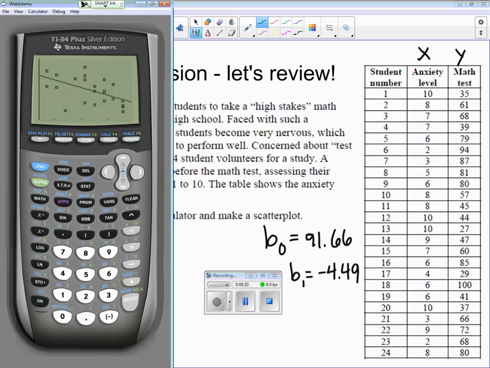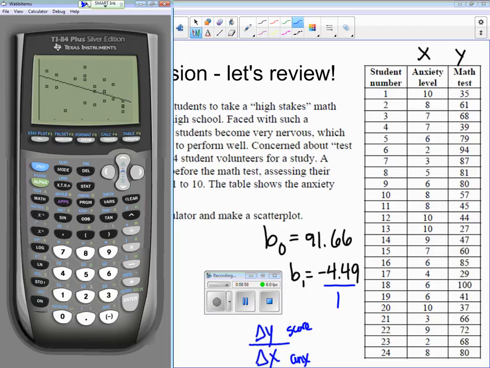Yeah. I predict, because remember our line of best fit is a line of prediction, I predict if I have a 0 on the anxiety scale, I will get a score of 91.66 on my math test. That's what that means in context. How about the slope in context? Remember what slope is? Slope is the change in y over the change in x. We can put this over 1 if that helps you. X is your anxiety, and this would be the score.